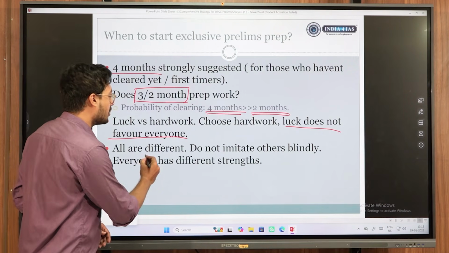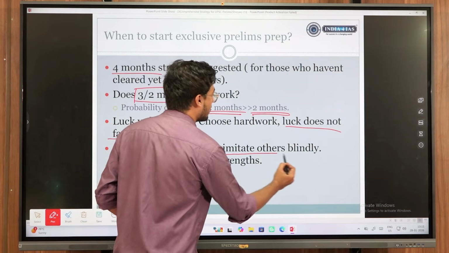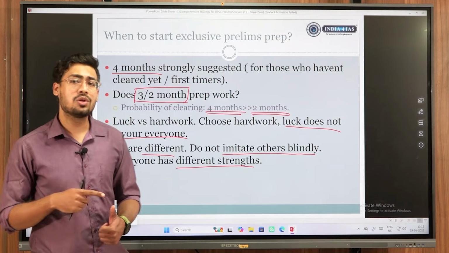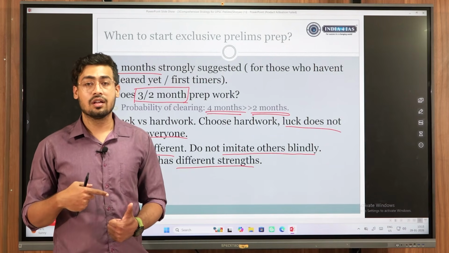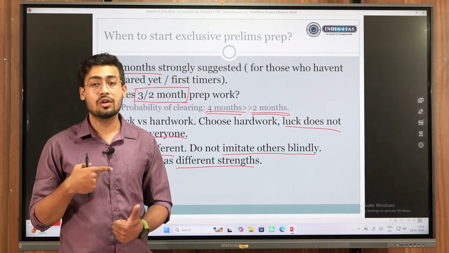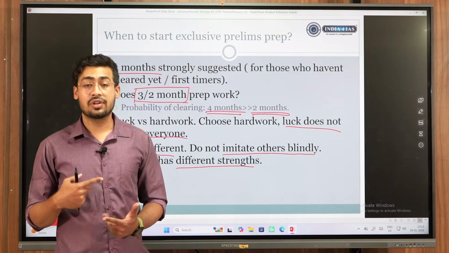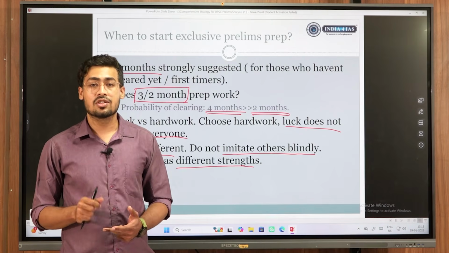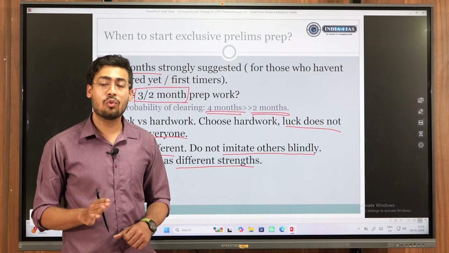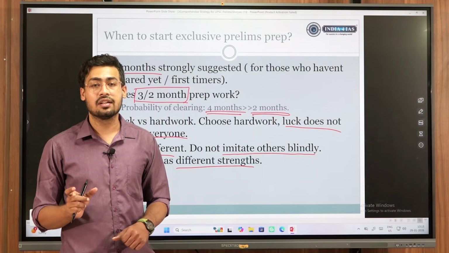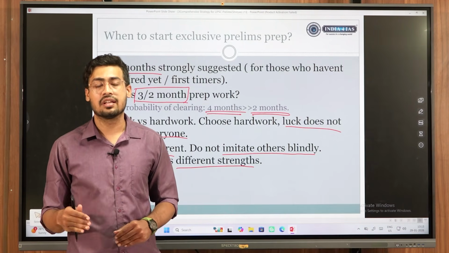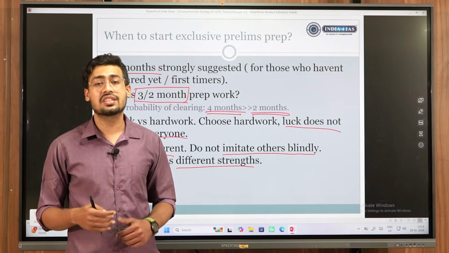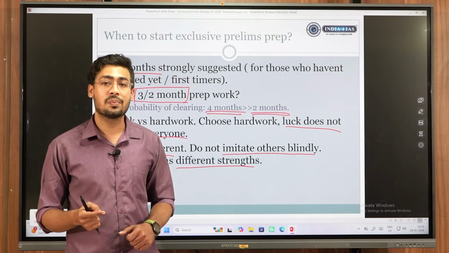Also, we need to understand that all are different. Do not try to blindly imitate others. Everyone has different strengths. There are friends with good memory. There are friends who do not have good memory but have a very good analytical understanding. There are friends who are very good at critical thinking and brainstorming on the spot when they are giving the test. So each of us has different strengths. Try to know what your strength is and capitalize on it. Do not try to blindly follow what others have done. That is why in the previous slides I have said to try to adopt a strategy that has worked for 70% of the students, not that 30% minority.